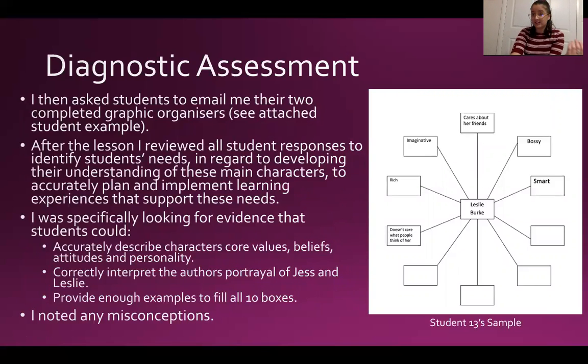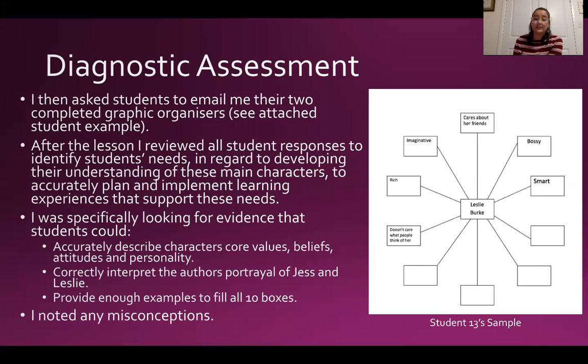So then once they had finished them, I gave these to them on the computer. Then I asked the students to email me their 2 completed graphic organizers. And after the lesson, I reviewed all the student responses. And I did this because I wanted to identify the students' needs in regards to developing their understanding of these main characters. And so that I could accurately plan and implement learning experiences that would help fulfill these needs and fulfill these gaps in knowledge.